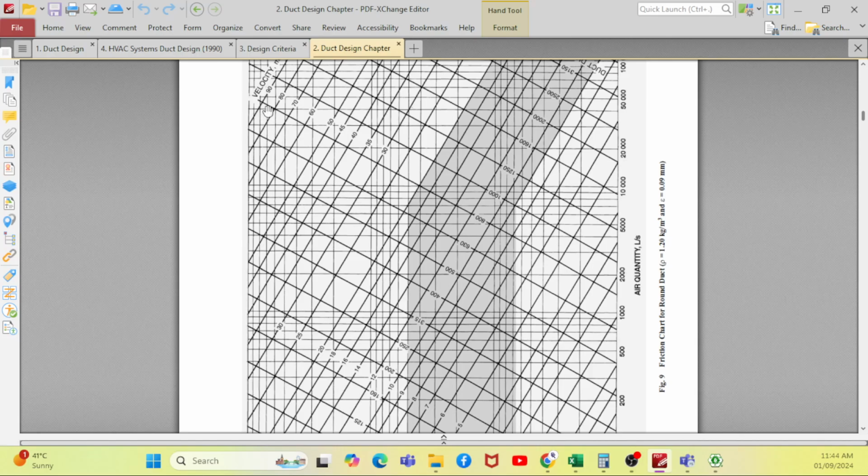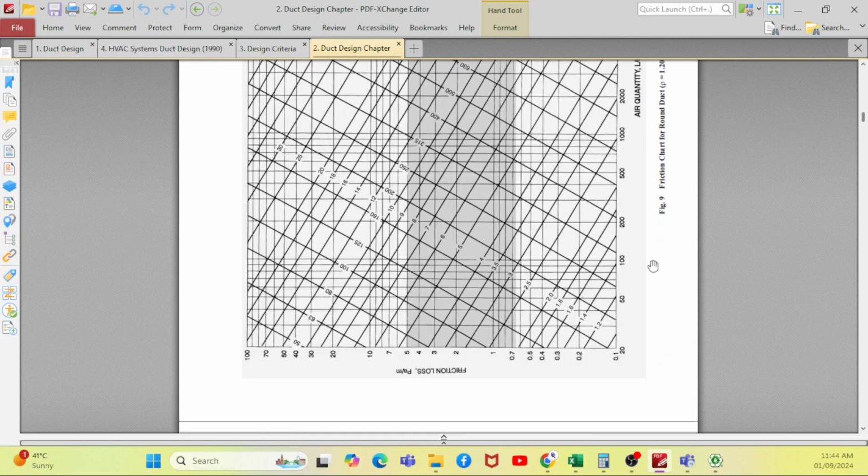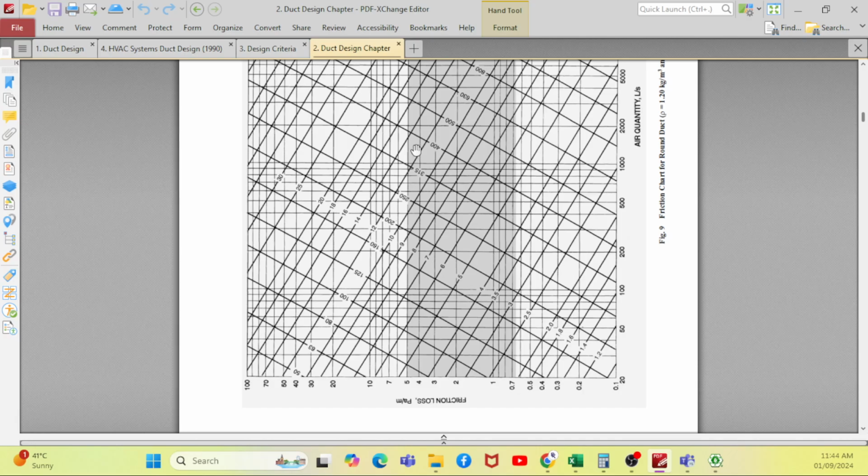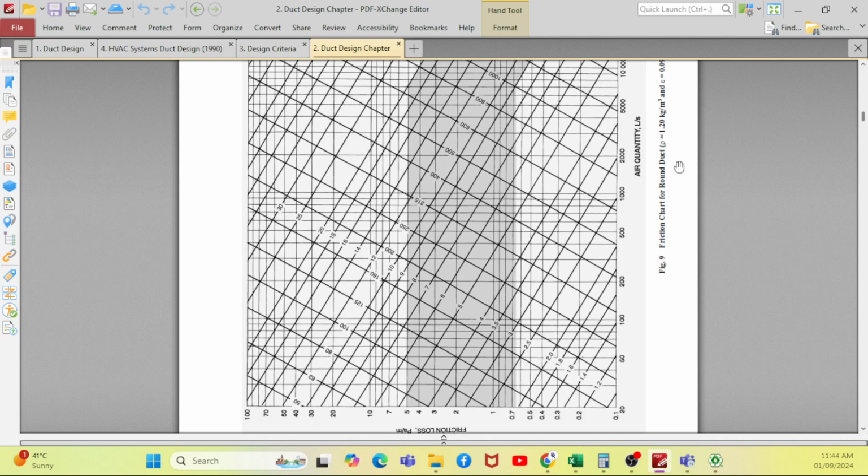Based on the chart, based on the material, they have already defined. If you go to airflow rate, and if you have a velocity or a size, you are able to get the pressure drop. So this is the method. This chart is developed based on that equation itself.